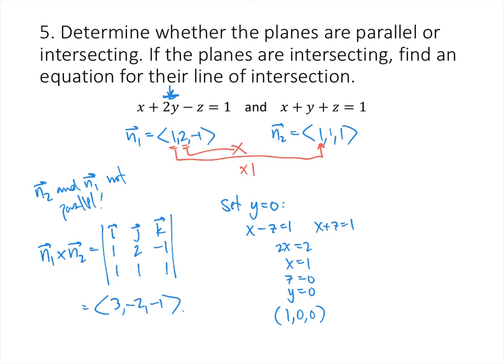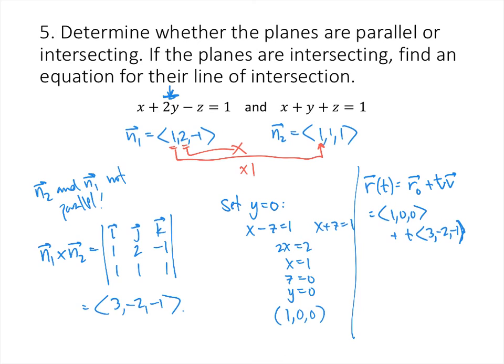So we've got a vector, we've got a point, now we just have to remember how to construct a line from those pieces of information. And what we have to remember is that r of t is equal to r0 plus t times the vector v. In this case, my r0 is the vector 1, 0, 0. And my vector v, my direction vector for my line, is 3, negative 2, negative 1. And so that's going to give me the line 1 plus 3t, negative 2t, and negative t. And that's the equation of the line that I'm looking for.